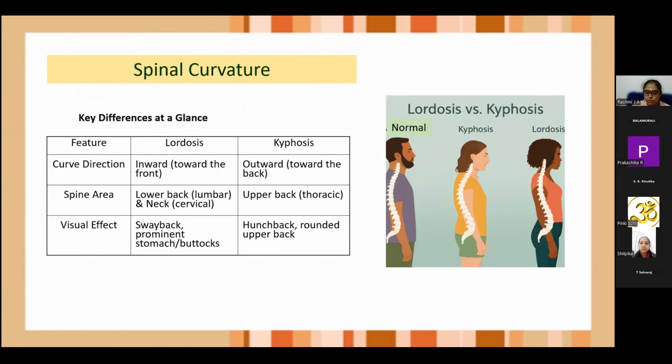So how is it visibly seen? There is a sway back, prominent stomach or buttocks in the region. That region you can see. Then if there is a hunchback, a rounded thing, then it becomes an abnormal thing.